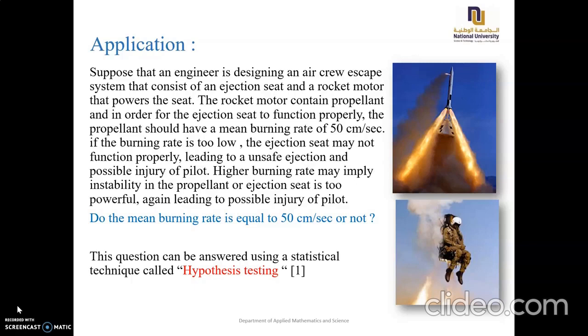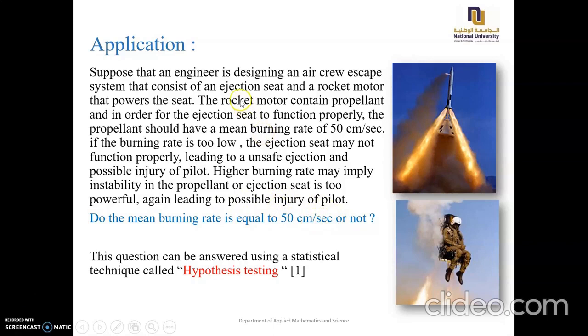Because if the burning rate is too low, the ejection seat may not function properly and it may lead to unsafe ejection and then possible injury for the pilot. Also, if the burning rate is too high, again leading to instability in the propellant, or the ejection seat is too powerful, again it's leading to possible injury for the pilot. So the question here is, is the mean burning rate equal to 50 centimeters per second or not?